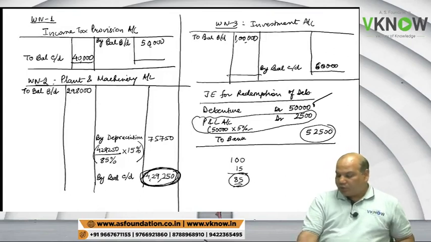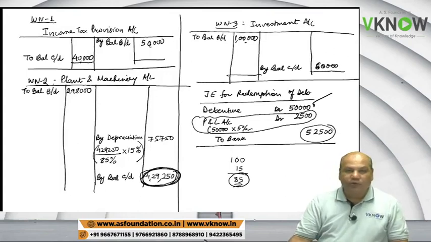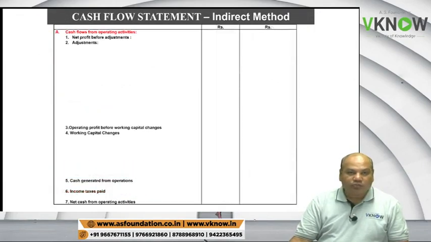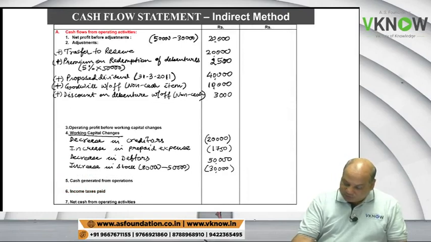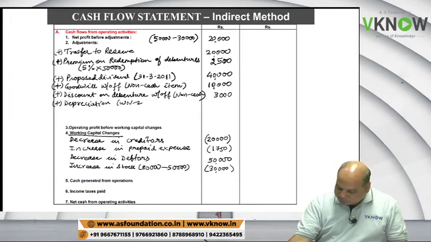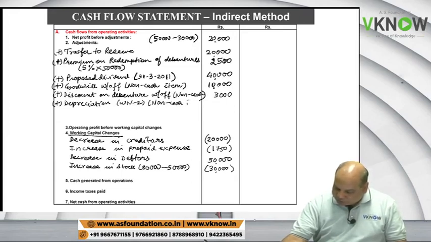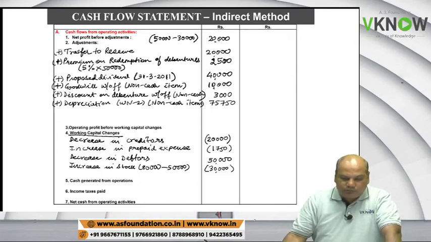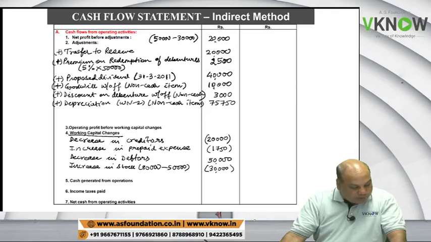75,750. What I will do now, this depreciation is a non-cash item. It is charged to P&L account. We will add back in adjustment. So in adjustment, write down add depreciation, working note 2. Why we are adding it back? It's a non-cash item. How much is the amount? 75,750. So this completes my adjustment of depreciation.